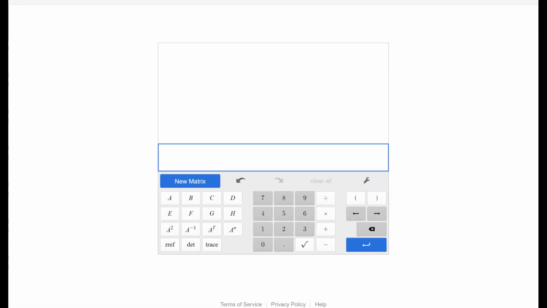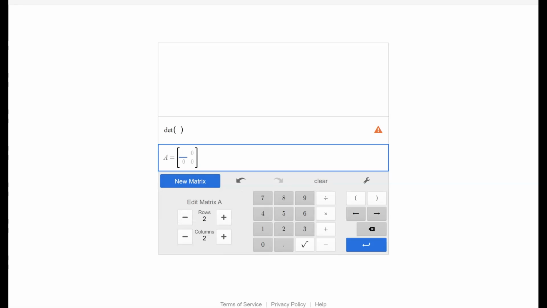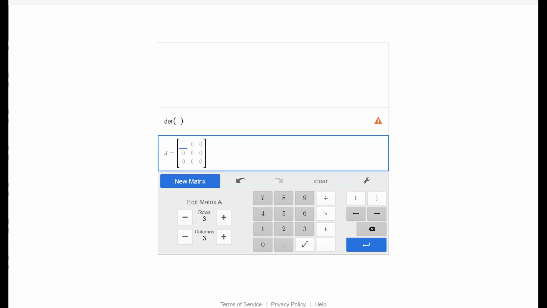This should be included into your modules. So the way that we're going to use this is we're going to select DET, which stands for determinant, and hit new matrix. Now we get the opportunity to edit our matrix. We are looking at a 3x3 system, so let's put in our values.